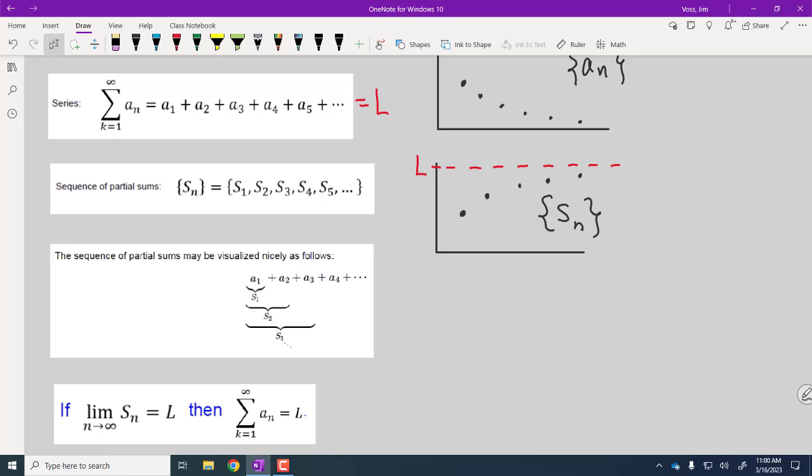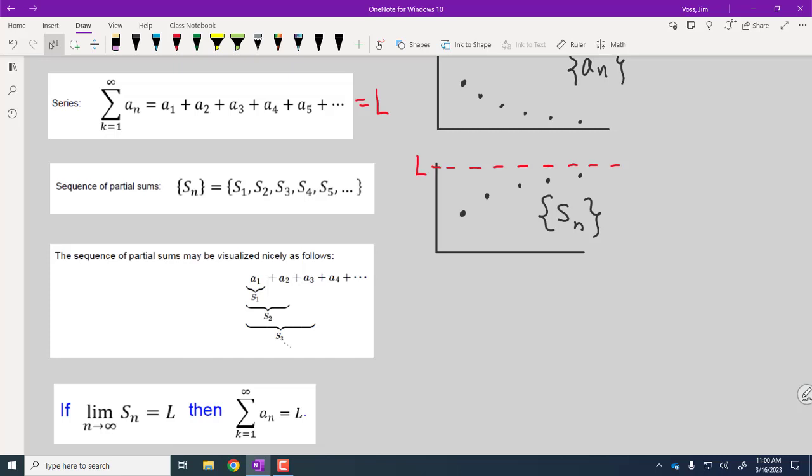Any questions on why the a sub n's look like that, why the S sub n's look like that, or how we build the S sub n's? So that stuff has to be solid before we get going. Mm-hmm. So why are they always like that? If the series converges, this is the pattern.